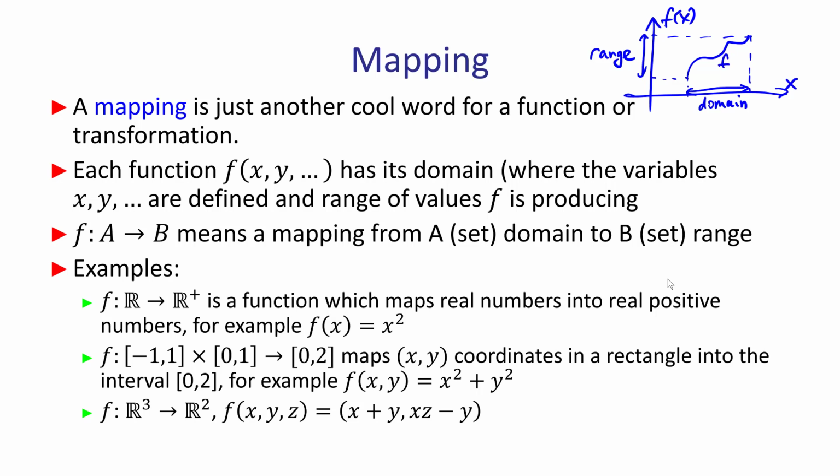Formally, the definition of a function which maps from set A to set B is written like that. So this is function f, which is mapping from A, the domain, to B, the range, and we will see a few examples of that thing. For example, you have f from R to R plus. This is a function which maps real numbers into real positive numbers. One simple example of that kind of function is just x squared.